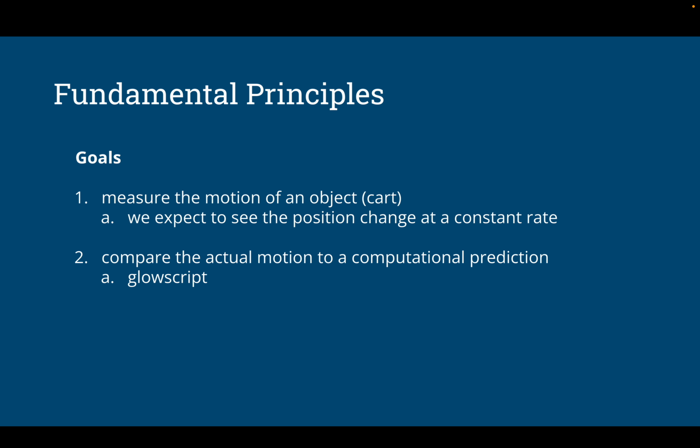All right, so our goals. Basically, we wanted to measure the motion of an object, in this case a cart, and observe its position changing at a constant rate. So that's what we expect. Number 2, we're going to compare the actual motion to a computational prediction using VPython.